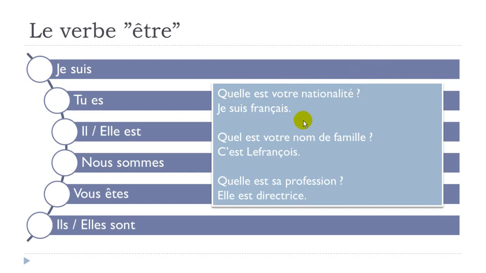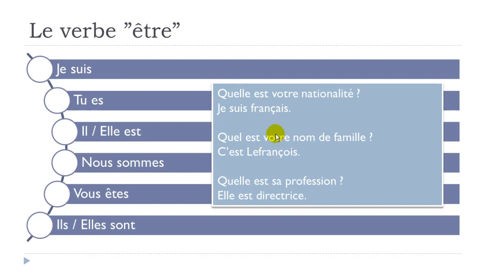If you want to say where you're from, we're using this être for that: je suis, okay? And then you put français, it's French. Je suis français.